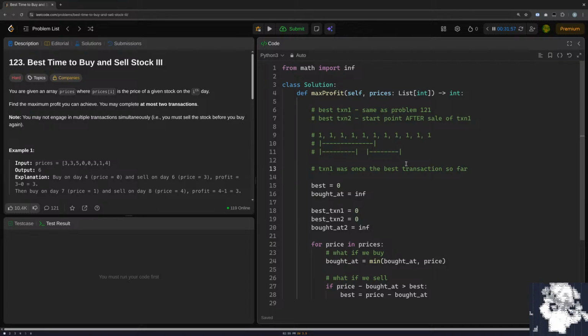So we know how to generate the list of candidates, like as we go through the list once, we can generate the list of all the best transactions so far. That list could have O of n items, because if the transactions are increasing monotonically, then every transaction will have been the best transaction so far.